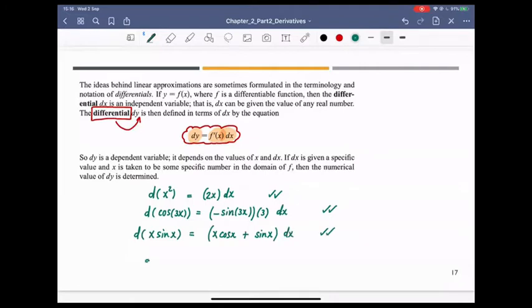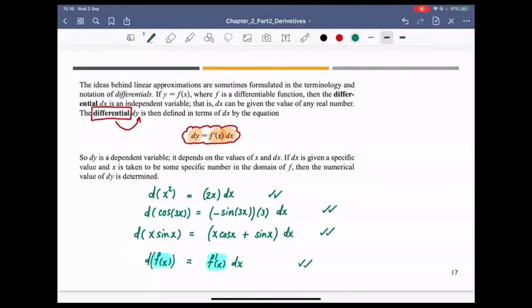So by this I mean if you have f(x), whatever f(x) is, you just differentiate it and attach the dx at the end. So differentiate f(x), and you're going to get f prime x dx.